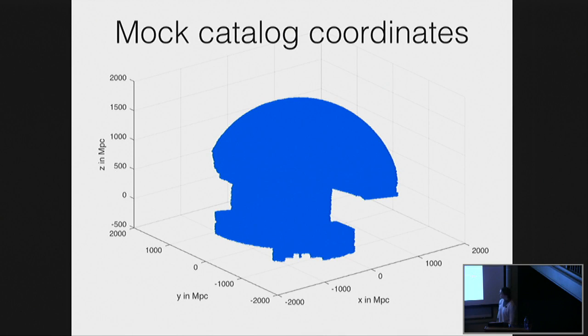Okay. So this is a plot of all of the coordinates for one of the mock catalogs that I used. There's about 900,000 sample elements in here. Units are in megaparsecs. It's an oddly shaped sample mirroring SDSS. And essentially, that's the point. There's a lot of stuff in here.